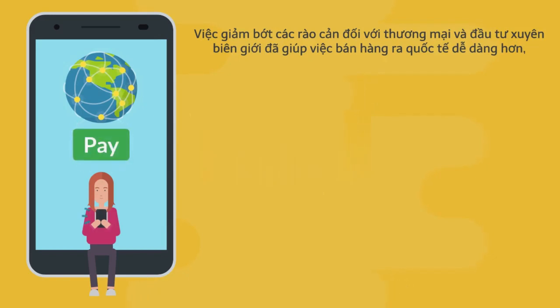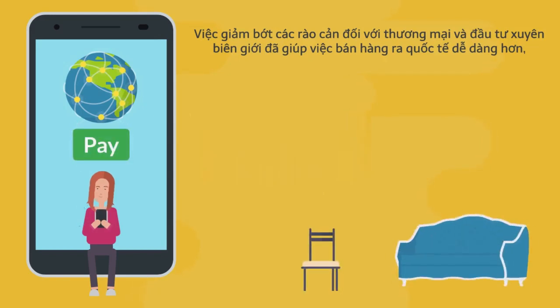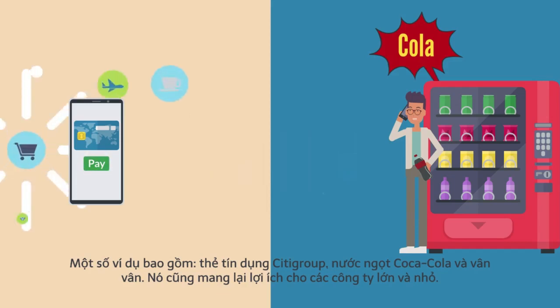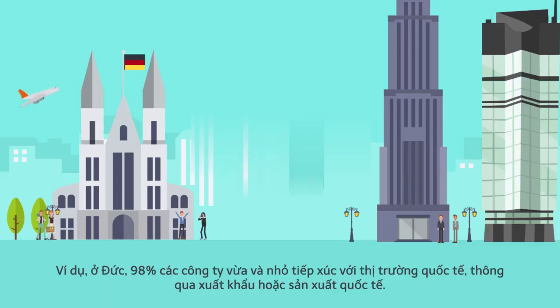Falling barriers to cross-border trade and investment have made it easier to sell internationally, and the tastes and preferences of consumers in different nations are beginning to converge on some global norm. Some examples include Citigroup credit cards, Coca-Cola soft drinks, and more. It also benefits small and large companies. For example, in Germany, 98% of small and mid-sized companies have exposure to international markets via either exports or international production.